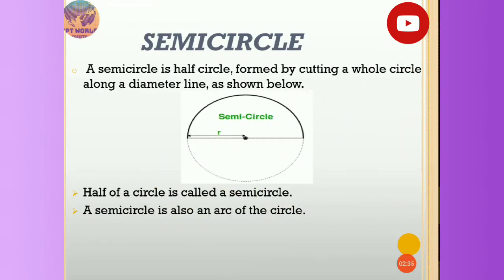Semicircle. A semicircle is a half circle formed by cutting a whole circle along a diameter line as shown below. Half of a circle is called a semicircle. A semicircle is also an arc of the circle.